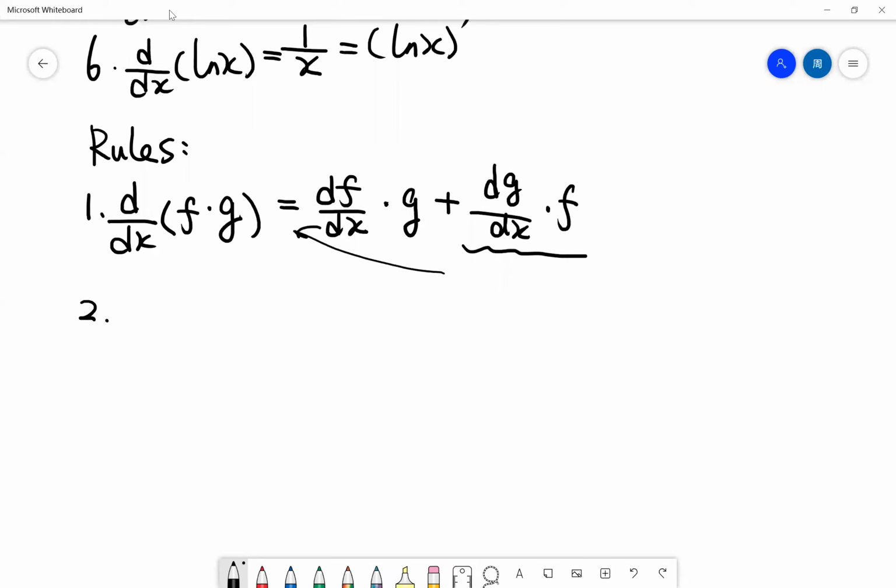Then the quotient rule, that is d(f/g). Here, the rules you should remember. And that equals to, can you remember that? The quotient rule, guys?